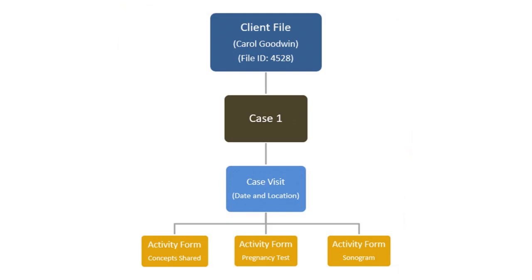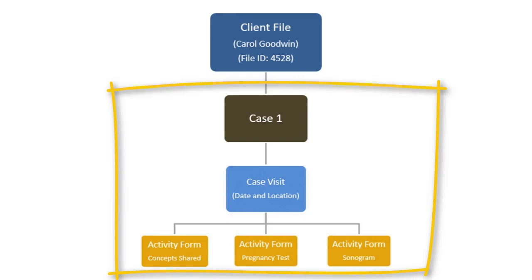Now let's talk about how this information is entered into CenterPiece. The first thing that needs to be entered in order to start the client's electronic chart is the client file. The client file is typically entered in through the scheduler when a new client is checked in at your center. Once the client file is created, the next step is to enter in all of the information about her case and the specific services she received during her visit to your center.